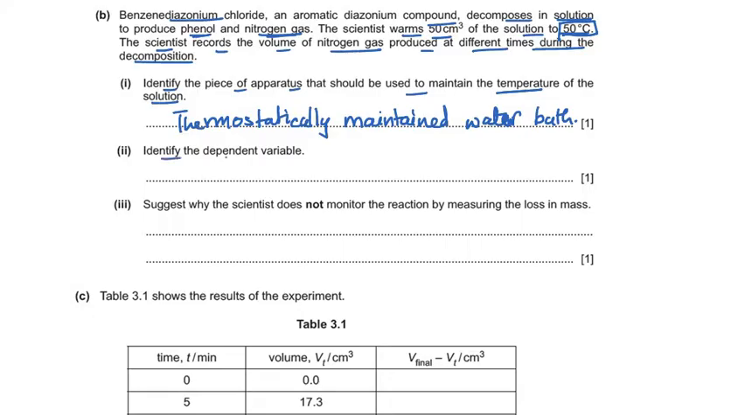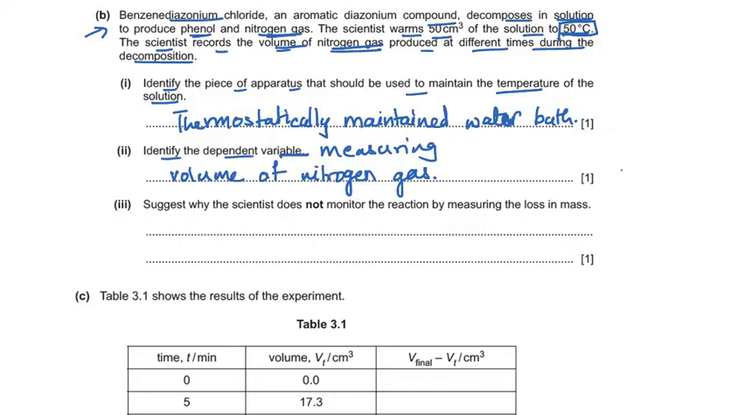Now identify the dependent variable. Now dependent variable is what? The factor which we are measuring. Now in this experiment you can reread the question here. What are we measuring? We are measuring the volume of nitrogen gas. So dependent variable is the volume of nitrogen gas. For any experiment, whenever it is asked what is dependent variable, so whatever you are measuring in this experiment, that is going to be the dependent variable.